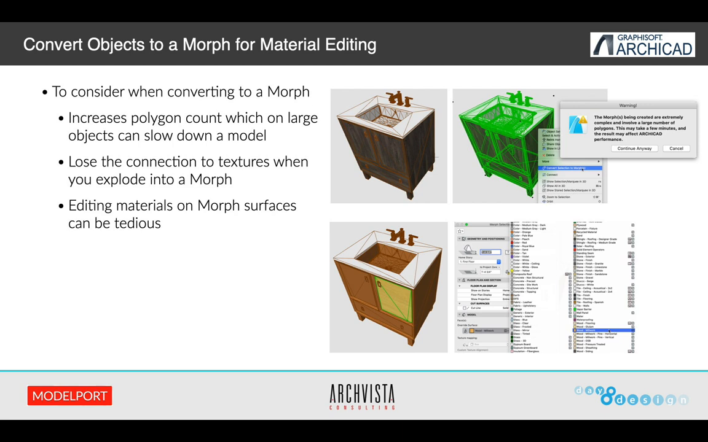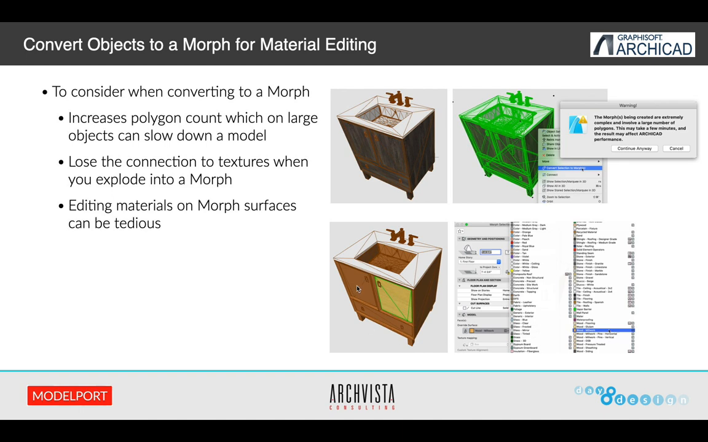The other problem is that if you want to change the materials for morphs, it's not as simple as just selecting the object and changing the material. The morph is basically a collection of surfaces, kind of like SketchUp. And so you have to select the individual surfaces in order to change the materials. And so that can be very cumbersome, as you can see here, where you're selecting one surface and then going over and changing that. You have to keep going around and around.